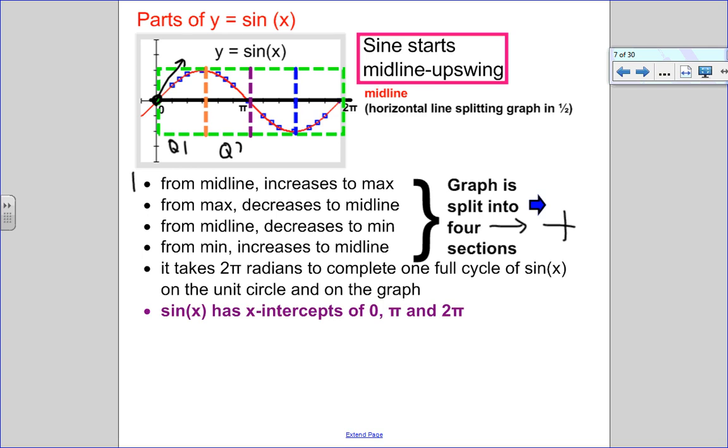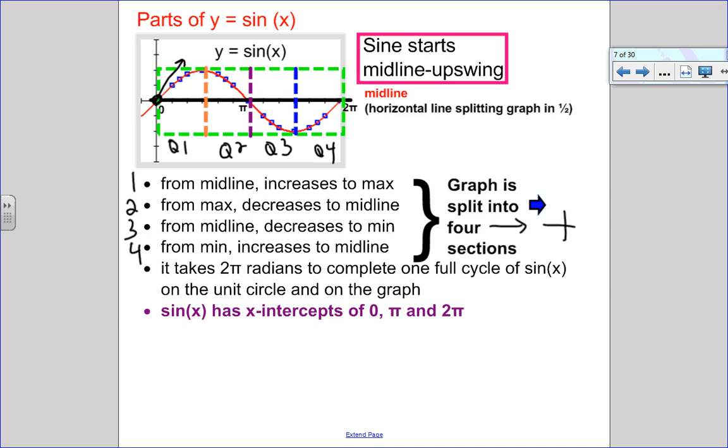In quadrant 2, I'm going from the maximum down to the midline. In quadrant 3, I'm going from the midline down to the min. And in quadrant 4, I go from the minimum back up to the midline, which is my starting point. So you can see it does take 2 pi radians to complete 1 full cycle of sine.